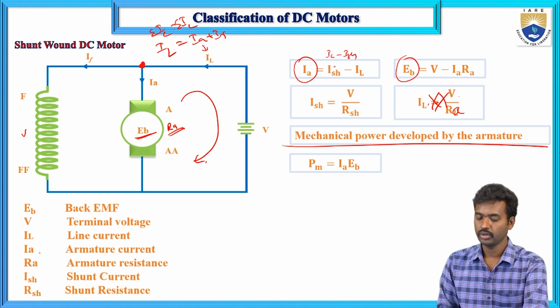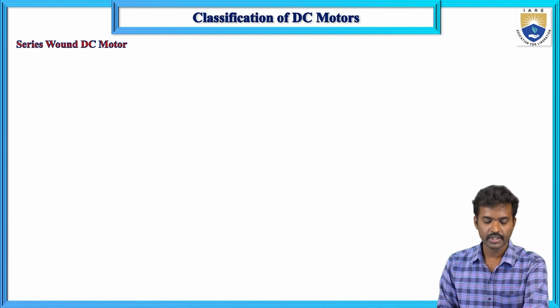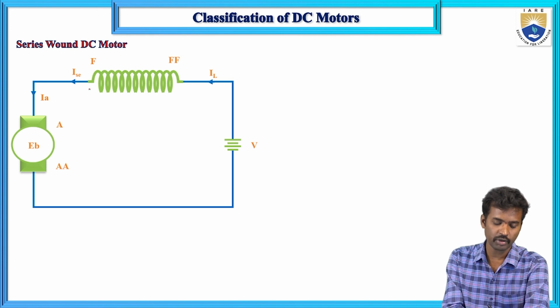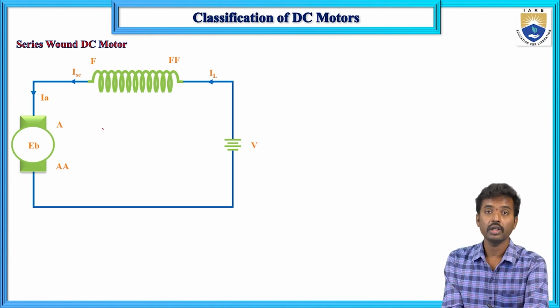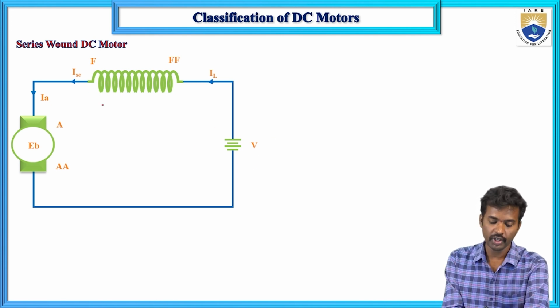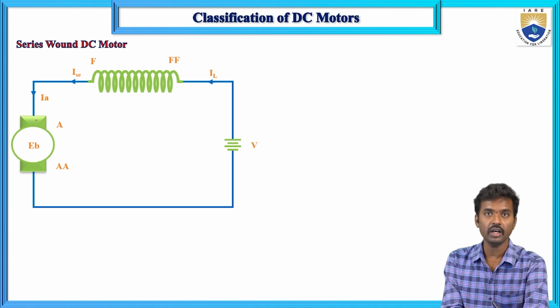Now next case, series wound DC motor. In a series wound DC motor, the field winding and armature winding are connected in series. The supply voltage, field winding and armature winding are all connected in series, which means the line current, series field current and armature current are all the same. So IL equals I series equals IA.